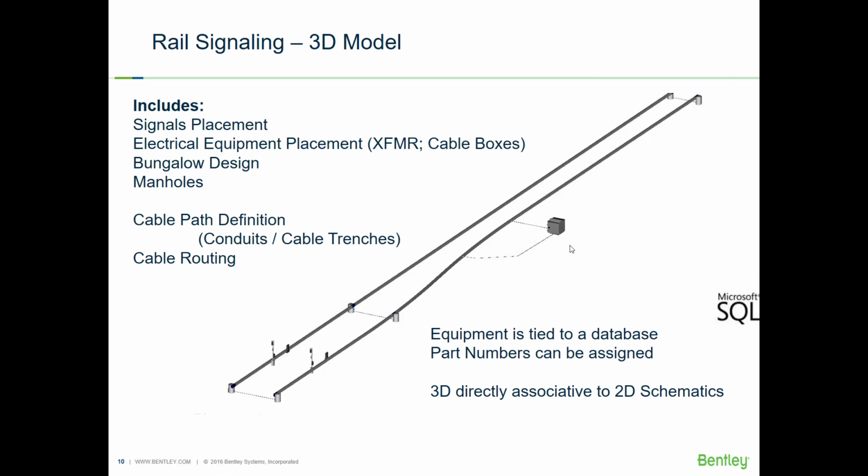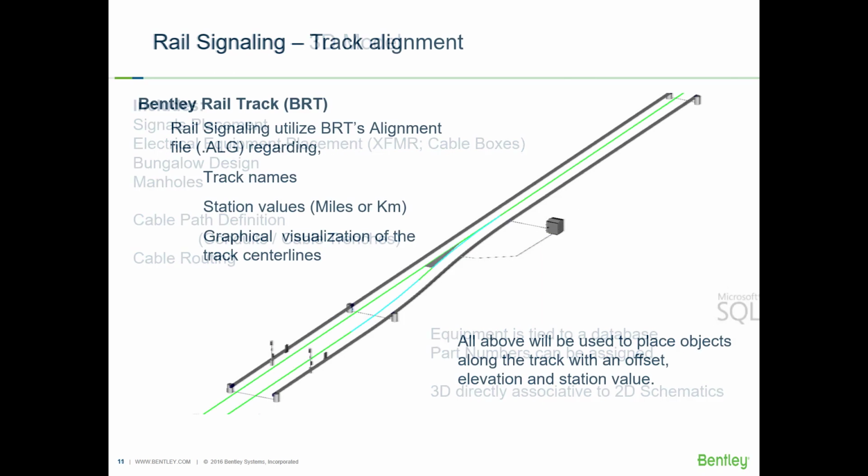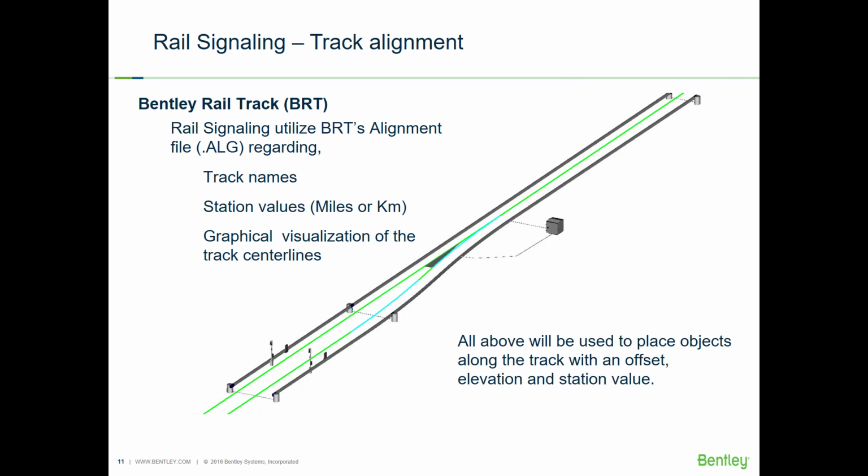Worth mentioning here is that the rail signaling solution does not only deal with signals or signaling equipment. We can use this solution for designing low voltage electrical or telecom, for example. That works fine as well. Within a project, we definitely need a track alignment. So we can utilize the track alignment from Bentley Rail Track, and that will provide us with track names and station values, and of course also a graphical visualization where the track center line is located.